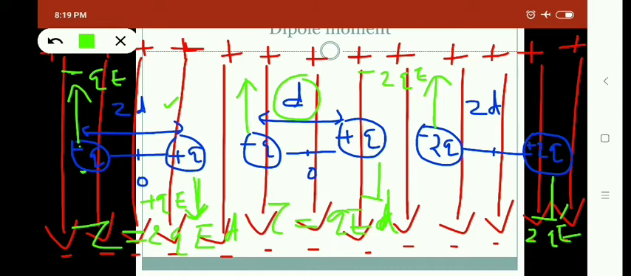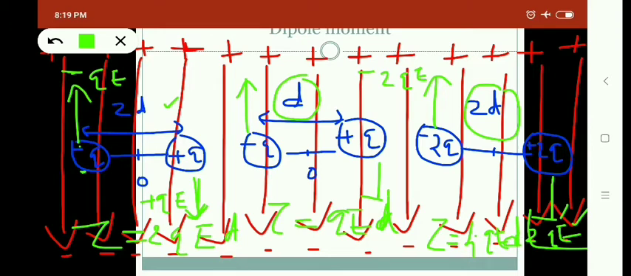And what is the expression for torque here? Torque will be equal to force into perpendicular distance. What is the force here? 2QE is the force, and what is the perpendicular distance here? 2D. So 2QE into 2D becomes 4QED. So this is the torque acting on this particular dipole.